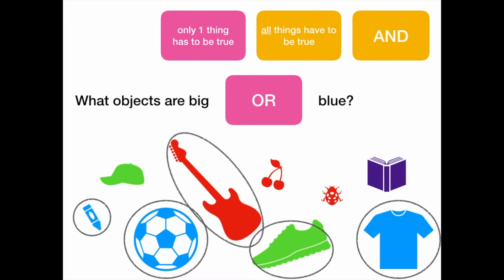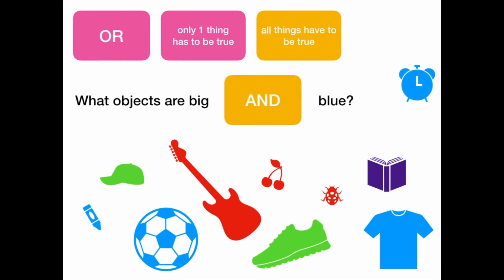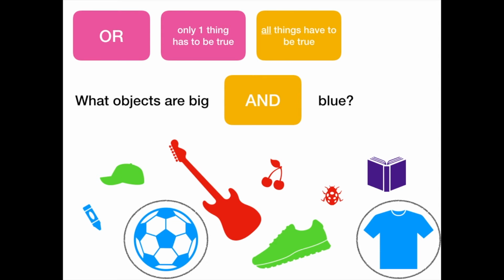Let's change the word or to the word and. What objects are big and blue? That means that all of those things have to be true. Pause the video before the clock disappears, then press play to check your answers. The soccer ball and the shirt are big and blue. Both of those things are true.